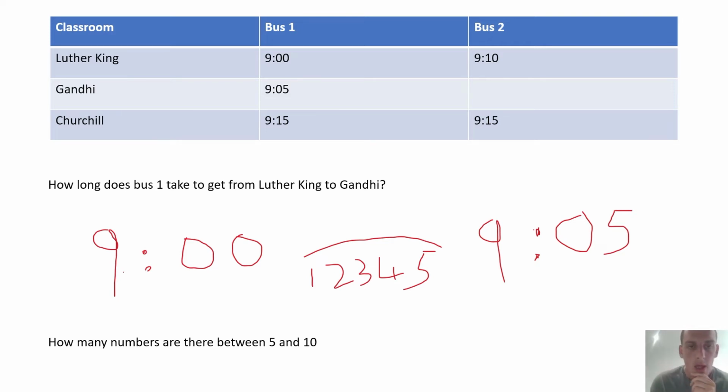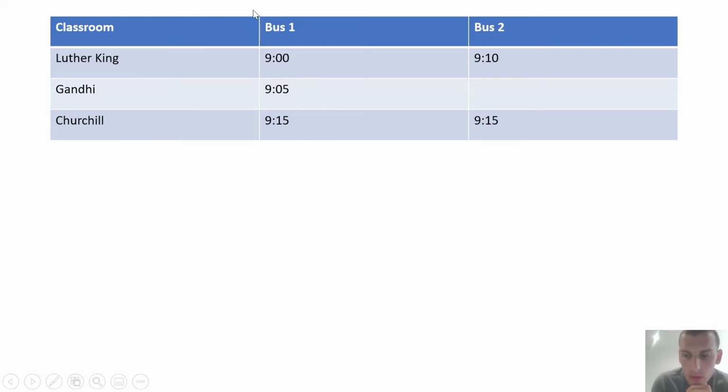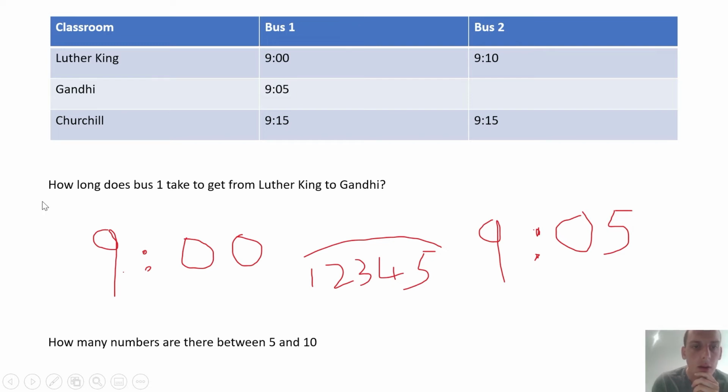So this one arrives at, oh, my mouse has gone, sorry guys. This one arrives at 9 o'clock and it gets here at 9:05. So the first thing to do is say, are they the same hour? So this is 9 and this is 9, right? They're the same hour. At the moment, there isn't any difference.